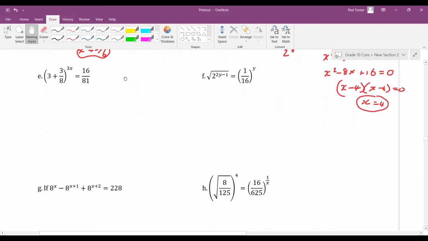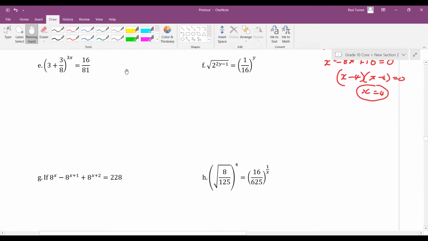Okay, what about this one? This looks like one that comes out of a Thai book. When I look at this question, I'm thinking this is one as I pulled out from a Thai book. So what do you think you would do first here, anyone? 3 plus 3/8.